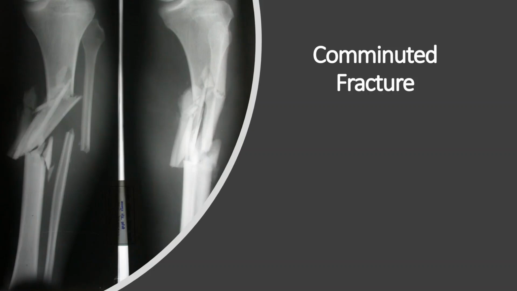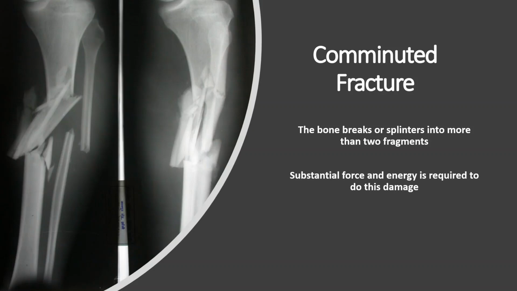Okay, special types of fractures now. Comminuted, as you can see in this x-ray here, means the bone has been broken into many pieces. Usually we say into more than two. Some sort of bad event had to do this. This is not going to happen just walking down the street or something.